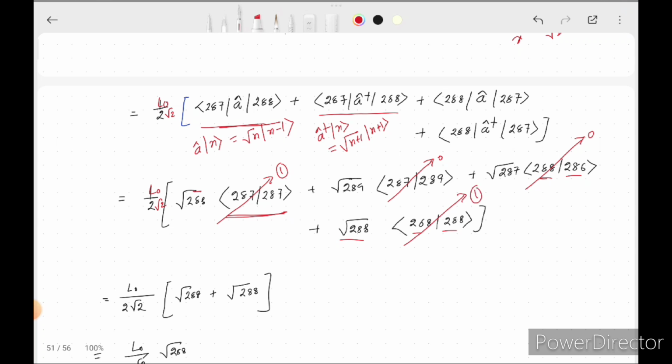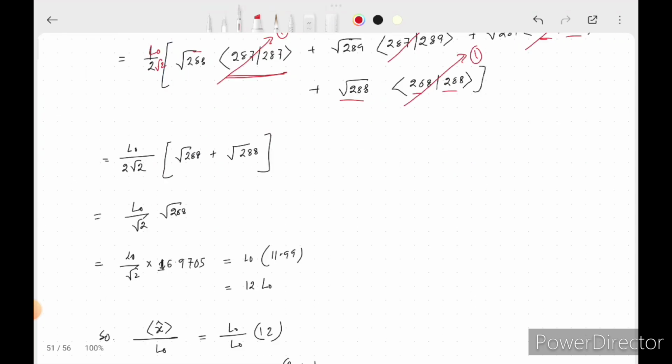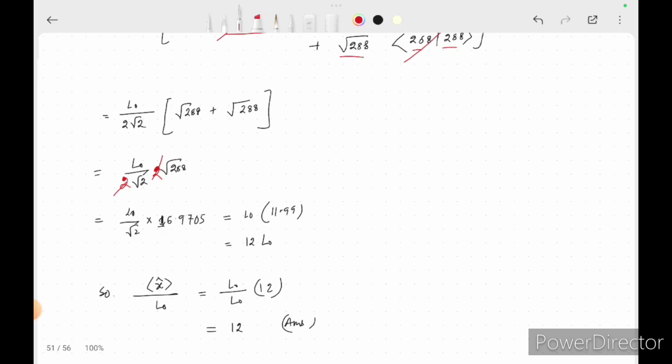So finally we get L0 upon 2 root 2 is equal to root under 288 plus root under 288. So the derivative value and the derivative value are equal, so that is equal to 2 into 288. These two cancel each other. So finally we get L0 upon root 2 times root under 288. We know the root under 288 value, you just use your calculator. That is equal to 16.9705, L0 upon root 2, and after that we get L0 equals to 11.99, that is equal to 12 L0.